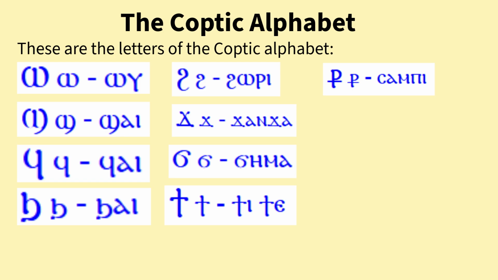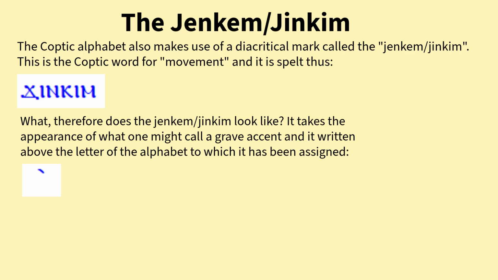So I'll just go through them again in order here, just to hear them pronounced together. O, or omega, shai, phi, chai, hori, janja, jama, di, da, sambi. So we've now seen the name for each letter of the Coptic alphabet and how each name is pronounced.